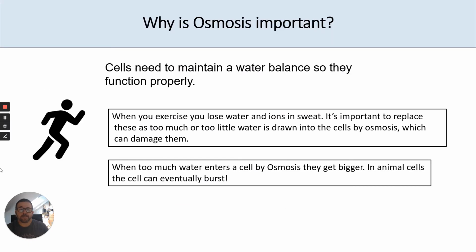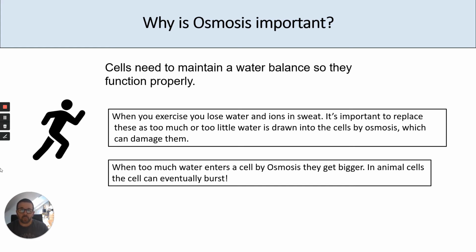So why is osmosis important? Well, cells need to maintain a water balance so they function properly. They need to ensure that they are hydrated enough, and therefore reactions can occur inside the cell. When you exercise, you lose water and ions in sweat, so it's important to replace these, as too much or too little water drawn into the cells by osmosis will obviously damage them.